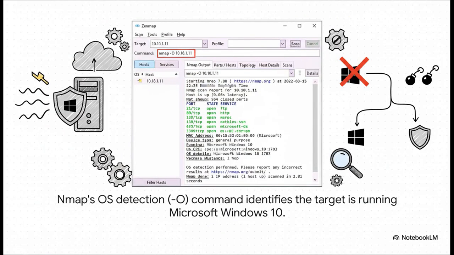And the last piece of this intelligence puzzle is the operating system itself. By looking at tiny little details in how a computer responds to network traffic, a scanner can make a really good guess at what OS it's running. In this case, Nmap is pretty confident the target is Microsoft Windows 10. Now an attacker knows to only focus on exploits that are designed to work on Windows.